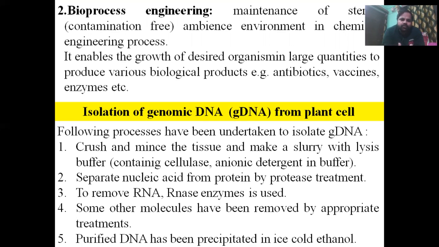Then we degrade the RNA by using RNase enzyme. After treatment with RNase enzyme, some of the contaminating molecules will still be there. So we will remove them by appropriate treatments and some chemicals. And then we precipitate the DNA by using ice cold ethanol. In ice cold ethanol, we will get the purified form of the genomic DNA.